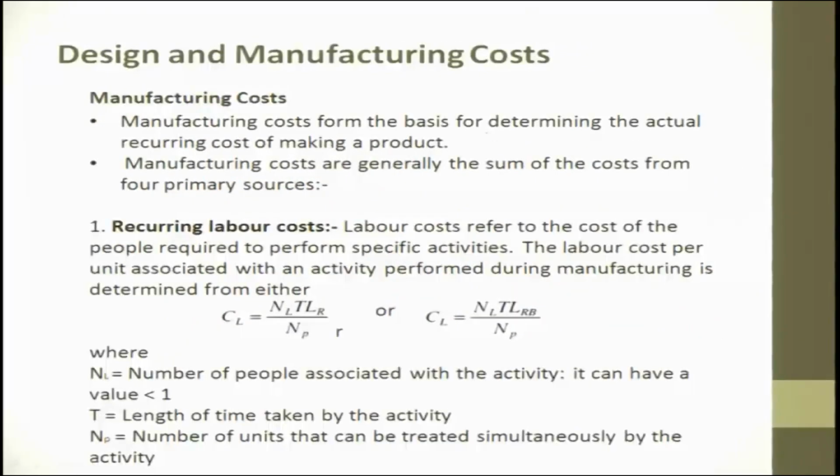So, design and manufacturing cost. Till now, we saw overhead cost, direct labor cost, then indirect labor cost, then hidden cost. The next one we will see is manufacturing cost.